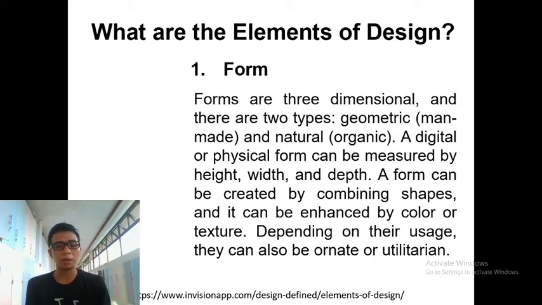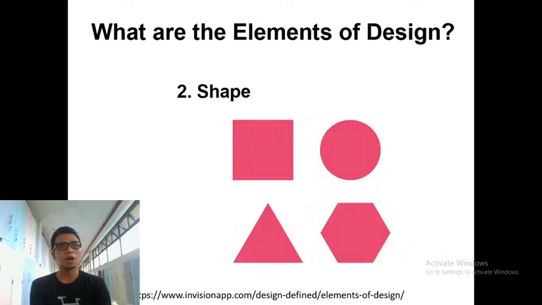A form can be created by combining shapes. If you combine one shape and another, by combining those two shapes you have formed another form. A form can be created by combining shapes and can be enhanced by color or texture. Depending on their usage, they can also be ornate or utilitarian. So what kinds of form? Those we mentioned earlier: pyramid, cone, sphere, cube, cylinder, etc.